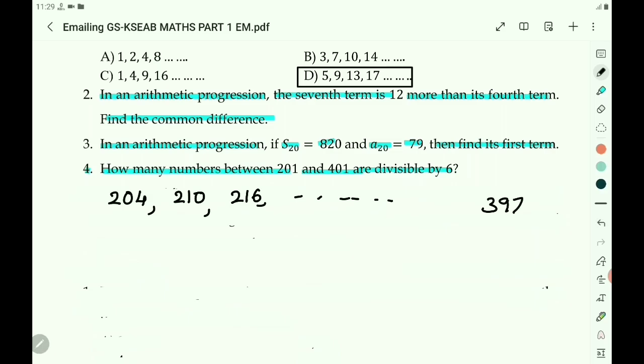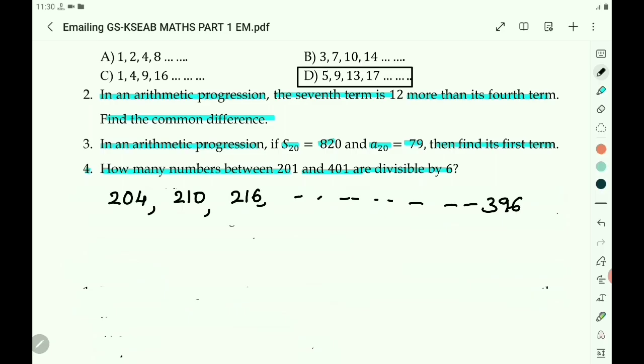Next you take 397. It is not divisible by 2, so you can say that it is not divisible by 6. Then you take 396. It is divisible by 2. Then you check it by 3. 3 plus 9, 12. 12 plus 6, 18. 18 is in the table of 3. Therefore, 396 is divisible by both 2 and 3. Then it is divisible by 6. Then you can take the last number which is divisible by 6 before 401, which is 396. This is the last number.